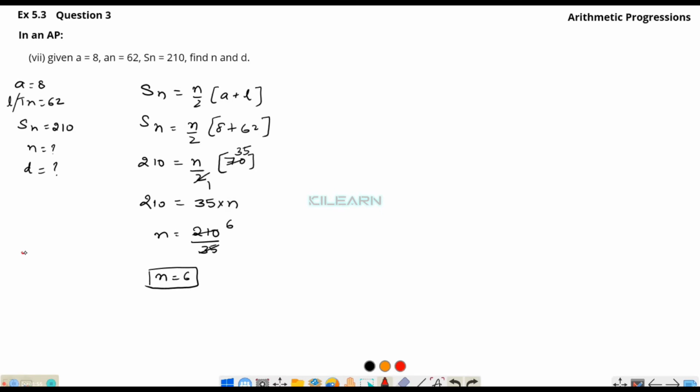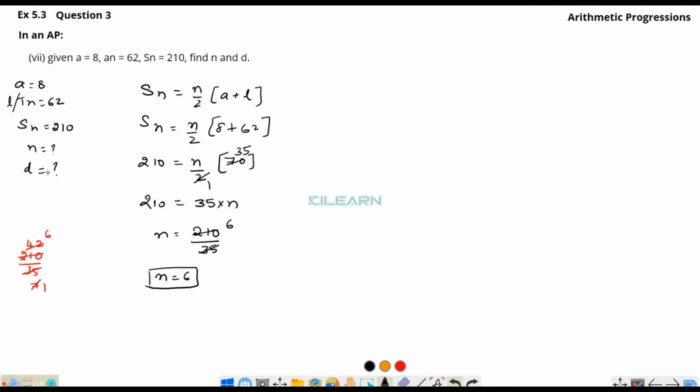How do we get 210 divided by 35 as 6? 5 7s are 35, 5 4s are 20, 5 2s are 10, 7 1s are 7, 7 6s are 42. So n is equal to 6. Now I got the n value.